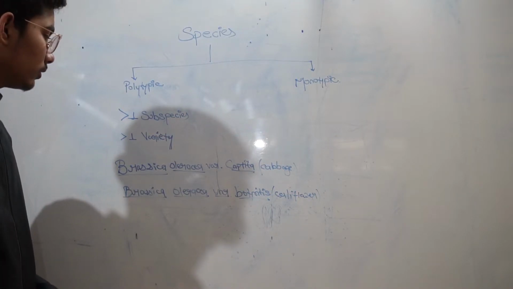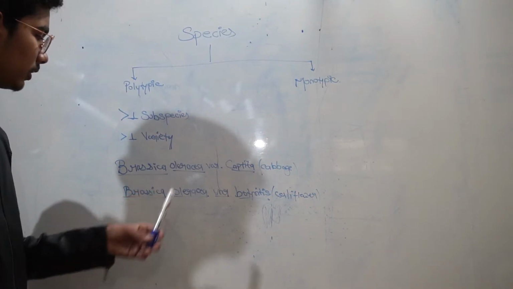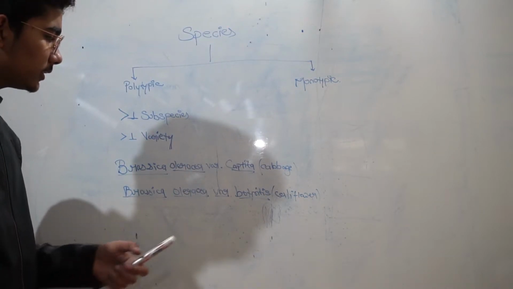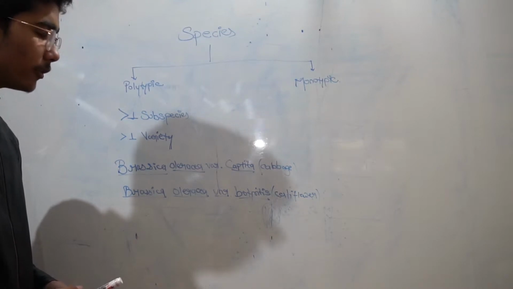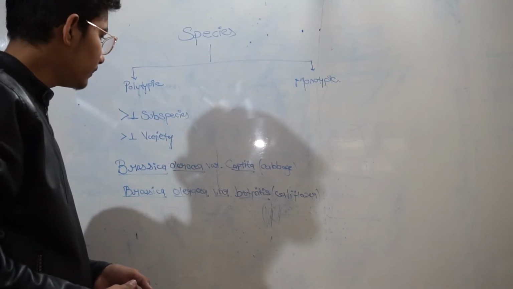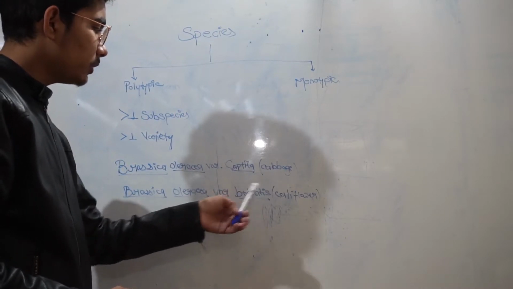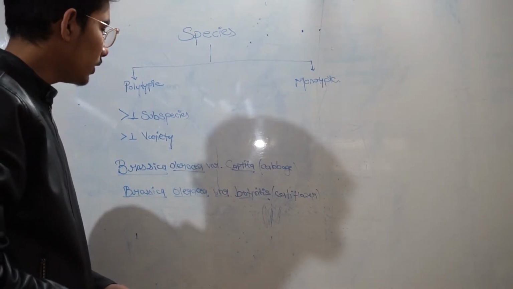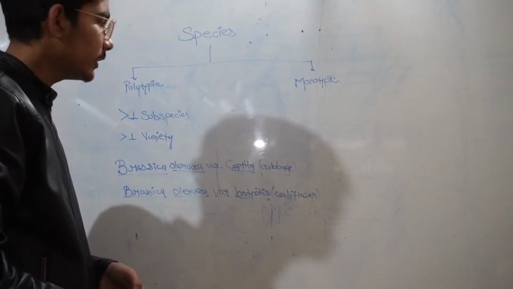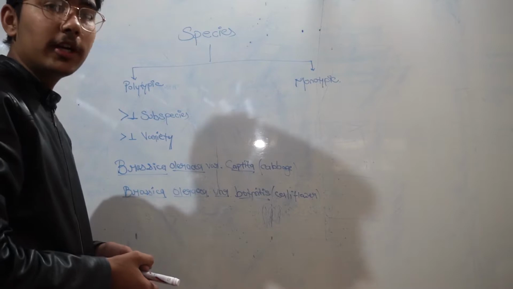So here Brassica oleracea has two varieties. One is capitata and the second is botrytis, and both are for two different plants. One is cabbage and the other one is cauliflower. So here there is presence of more than one variety. That's why it is known as a polytypic one.